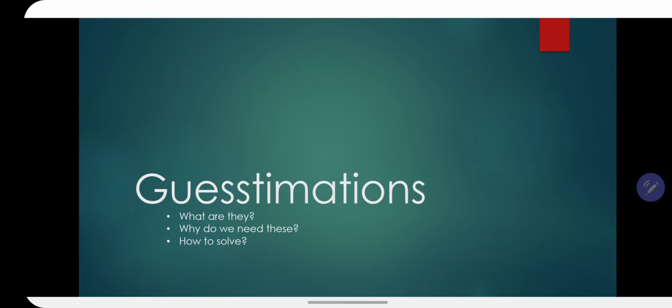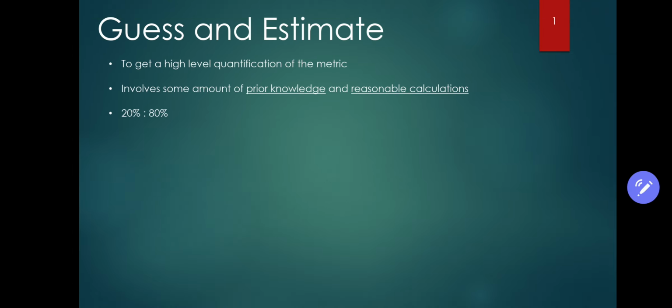Hello guys, welcome to the first class in the tutorial series on guesstimations. In this class we'll be talking about what guesstimations are, why we need them, and how to solve such problems. Guesstimation consists of two words, guess and estimate. It requires some amount of prior knowledge and then some reasonable calculation to quantify your final KPI or the metric which you want to estimate.